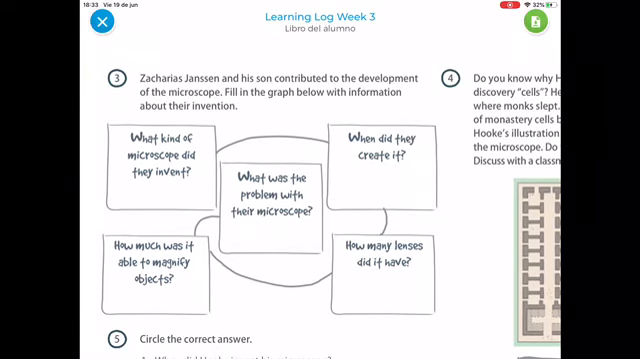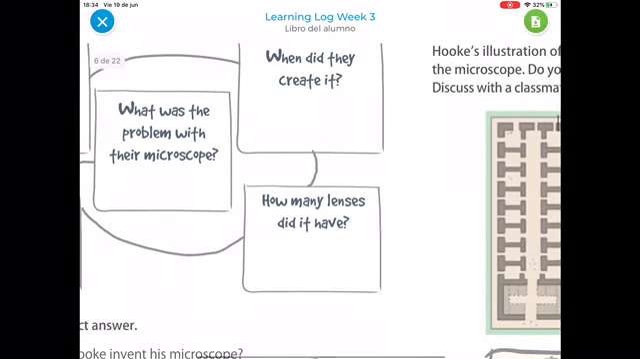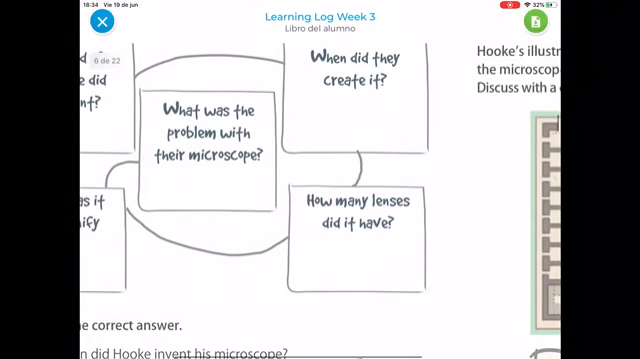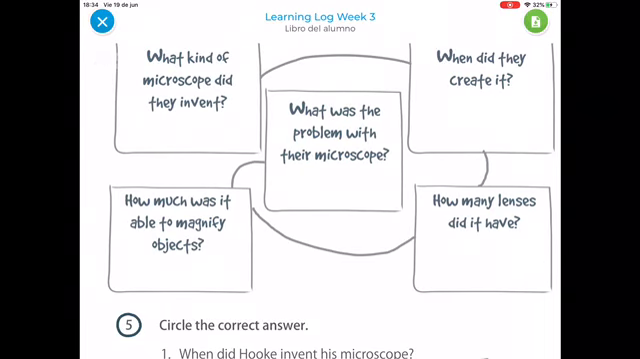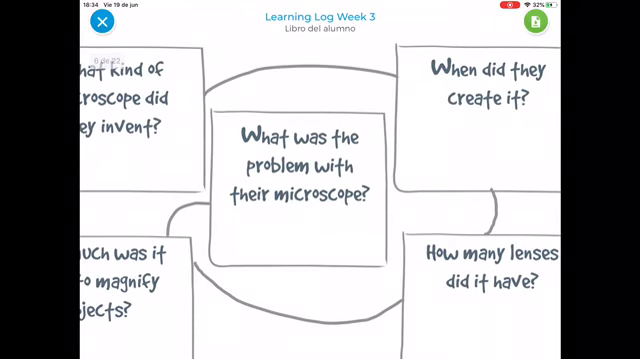What kind of microscope did they invent? When did they create it? How many lenses did it have? How much was it able to magnify objects? And what was the problem with their microscope?